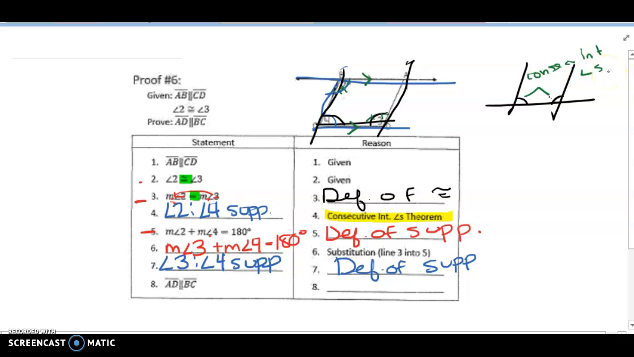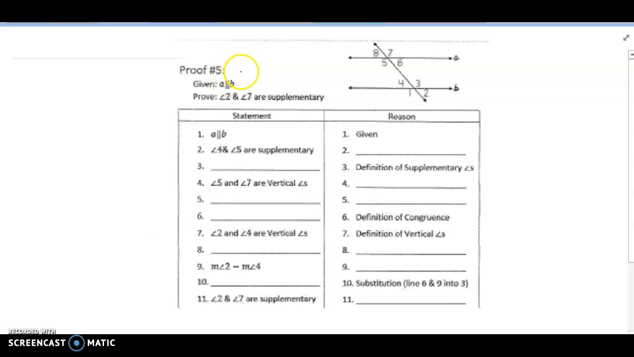Okay, and the consecutive interior angle converse tells us that if the consecutive interior angles are supplementary, then the lines are parallel. So the reason for number 8 would be the consecutive interior angle converse theorem. All right, let's look at proof number 5 now.